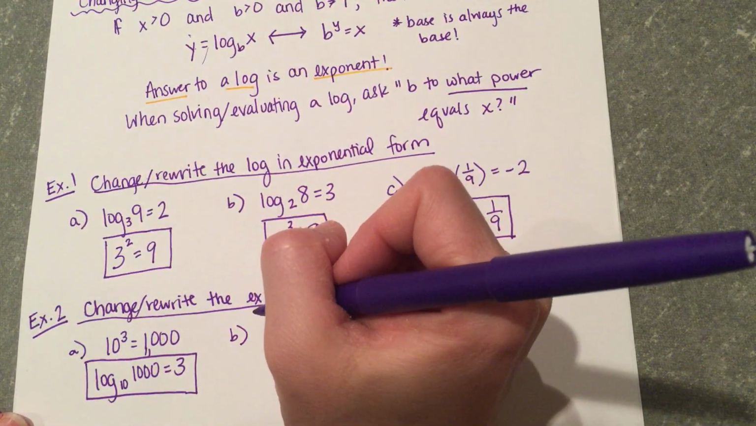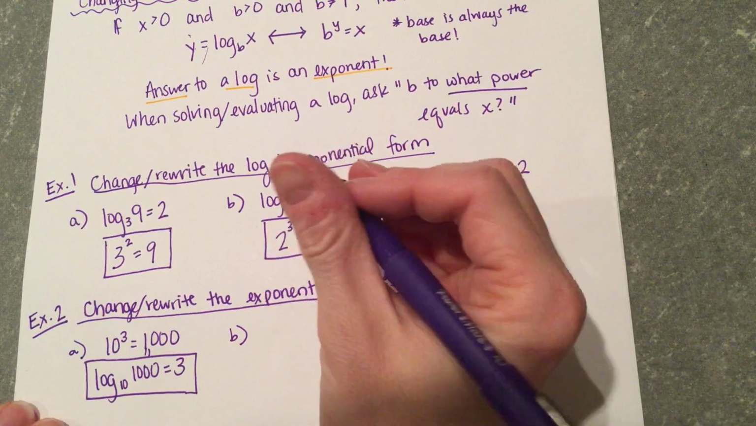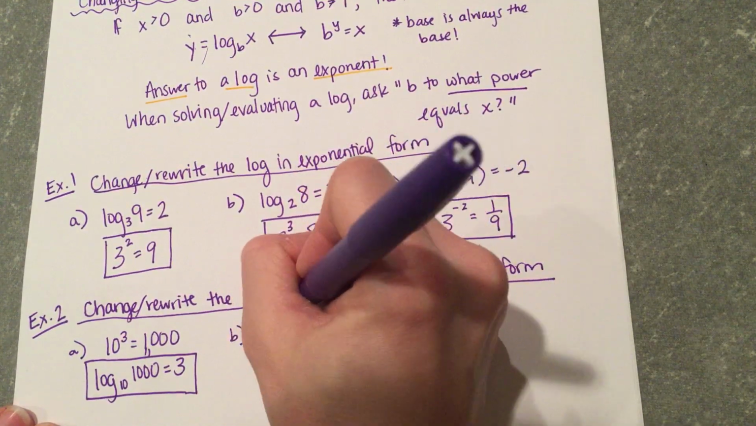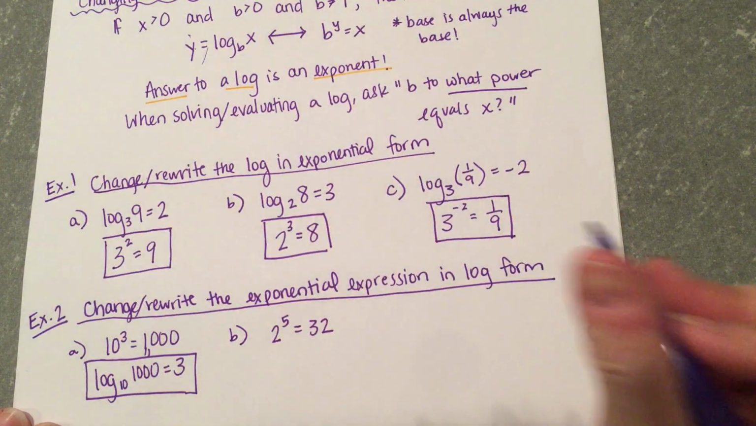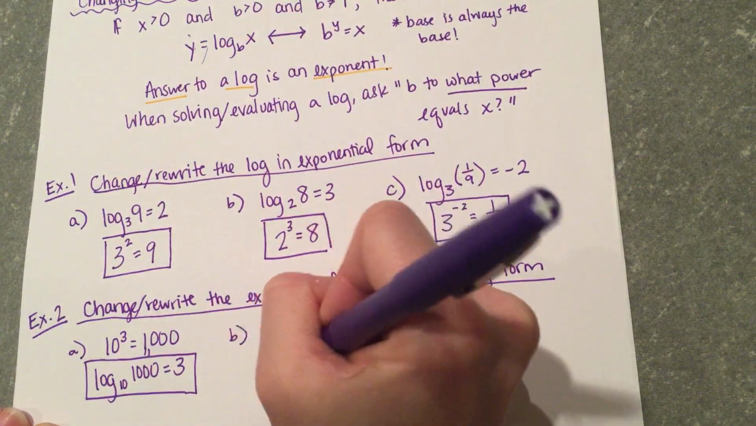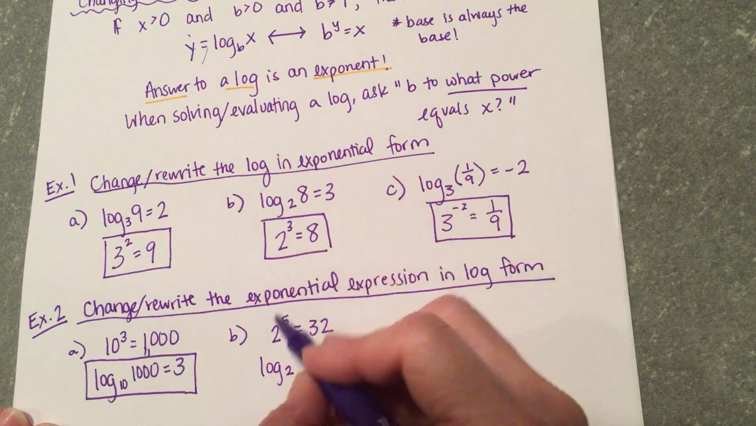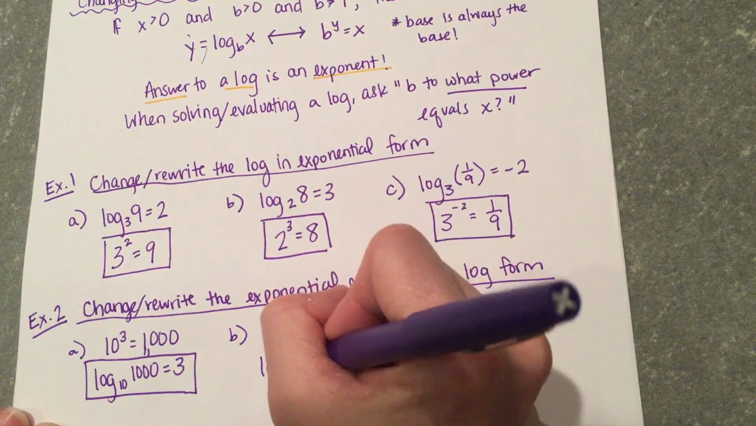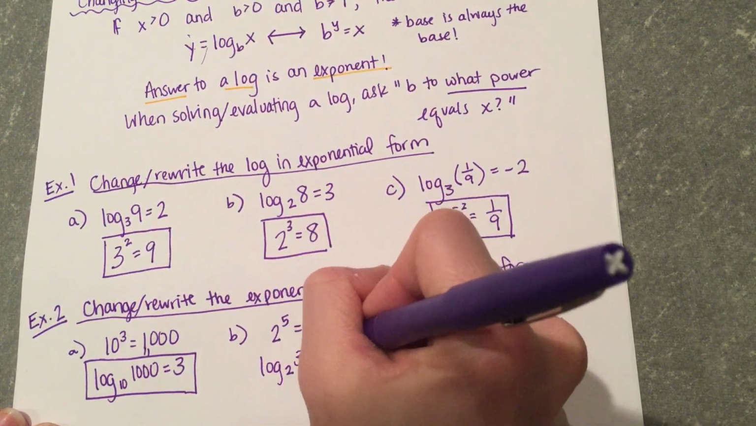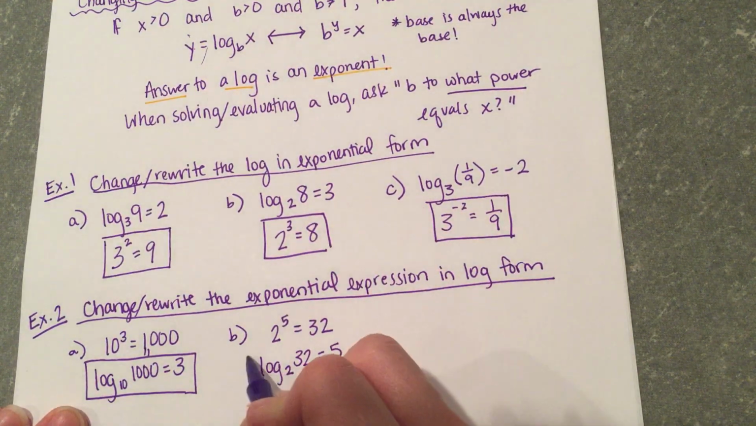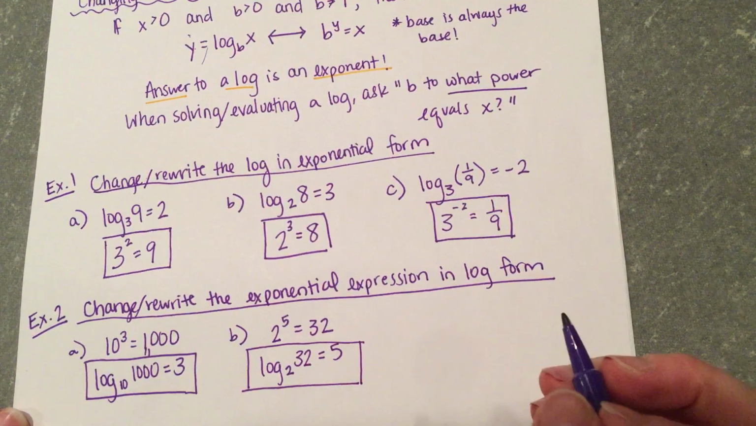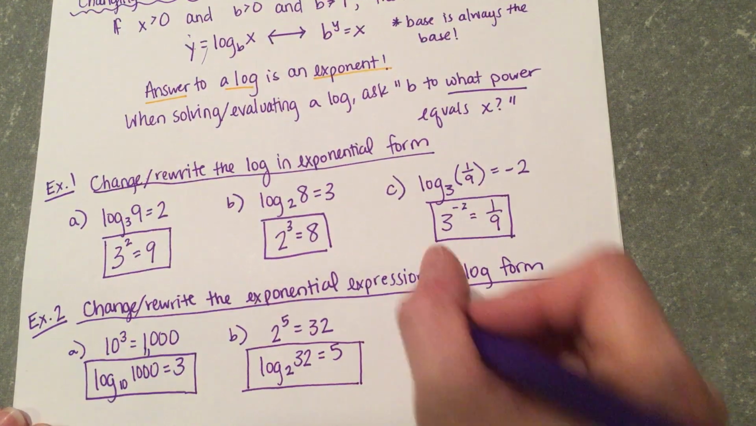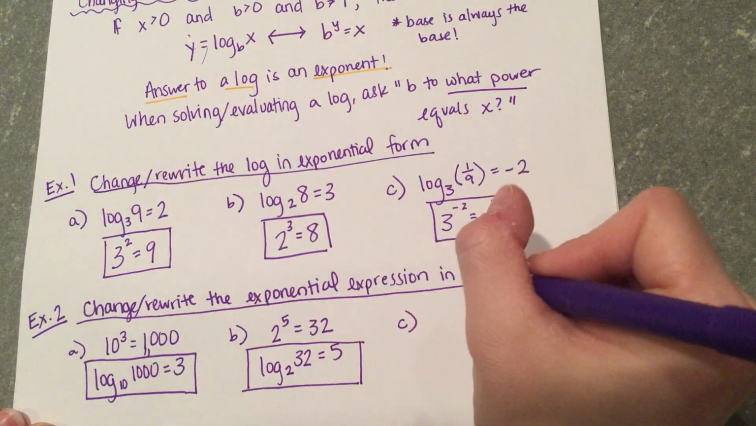Okay, and then B, so like 2 to the 5th equals 32. You would rewrite that as log base 2, because base is the base, of 32 equals 5. Remember the exponent becomes your answer. Okay. I guess we can do one more.